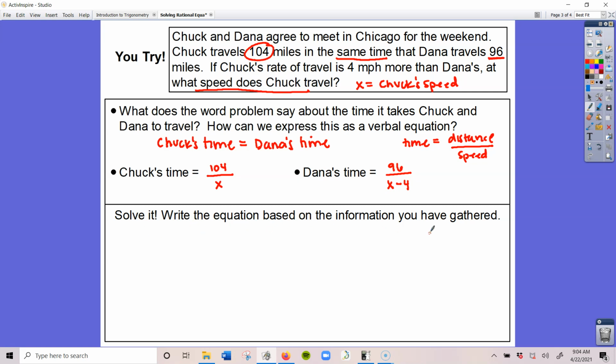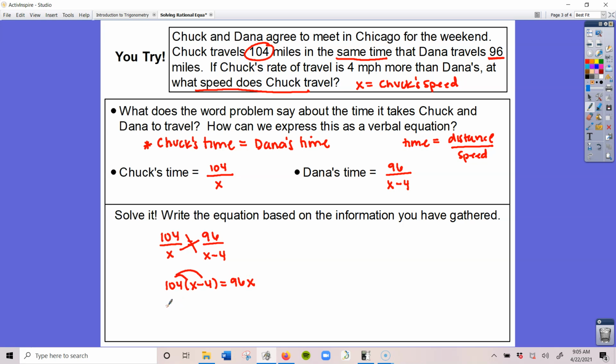Now, it's ready to actually solve. So we have this verbal equation here. So I'm just going to replace Chuck's time with this expression and Dana's time with this expression. So we have 104 over x is going to equal 96 over x minus 4. Since there is no adding or subtracting, we can just cross multiply. And what we get here is 104 times x minus 4 is going to equal 96 times x, or 96x.